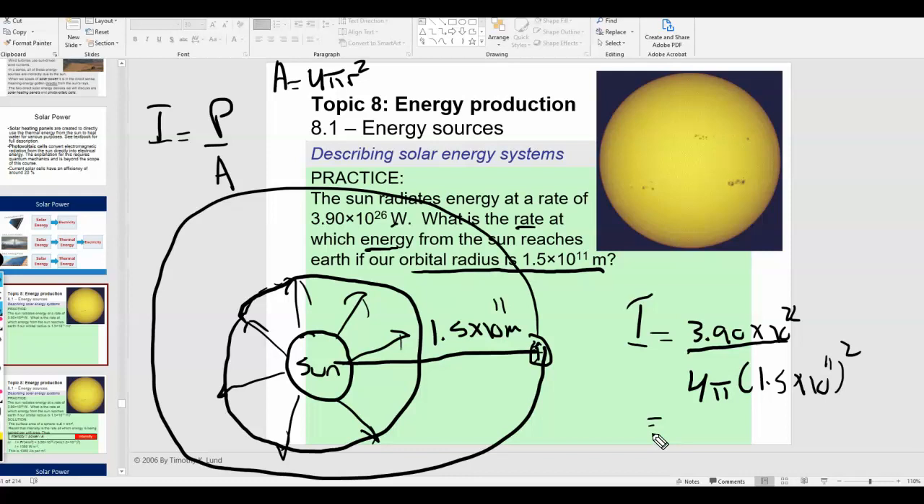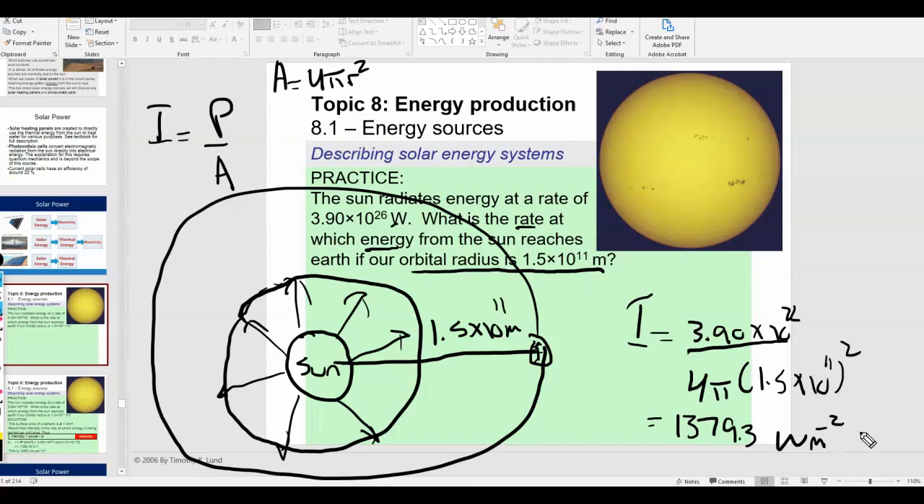All right, so I'm just going to do this calculation. 3.9 times 10 to the 26 divided by 4 pi 1.5 times 10 to the 11 squared, and I get 1379.3 watts per square meter. Okay, meaning that at the location where the Earth is, this many watts is incident on the Earth for every square meter that gets hit.